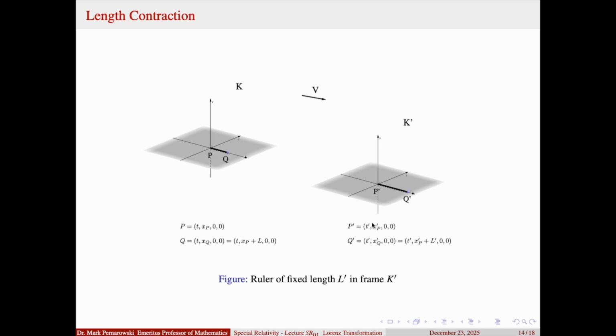So in summary, we've got this point P prime and Q prime. We know their coordinates, you can write them down, and we know in particular that this second coordinate is xp prime plus L prime, where L prime is this fixed ruler length here. And my goal is to find out what this new length L is. All you do is take these coordinates, P prime and Q prime, and find out what P and Q are with the Lorentz matrix.